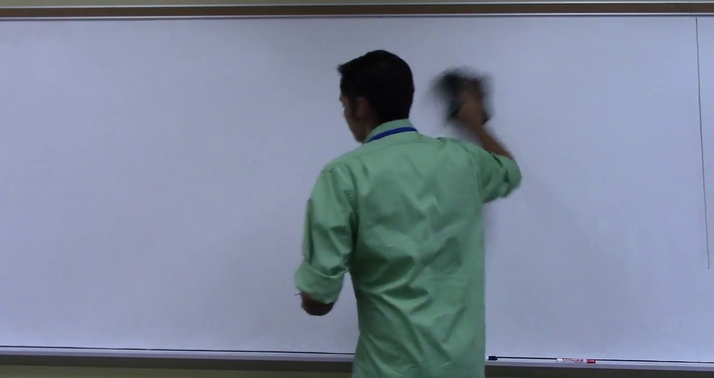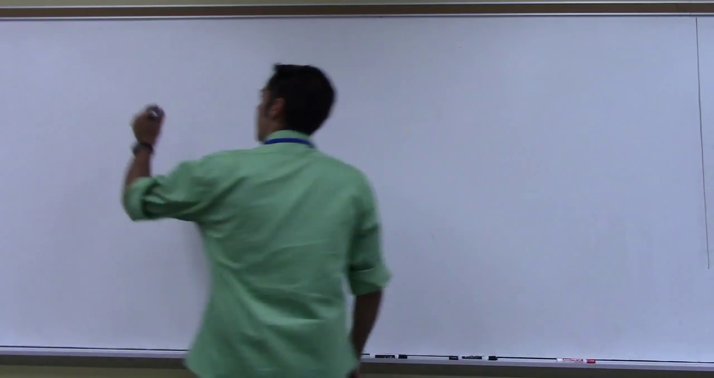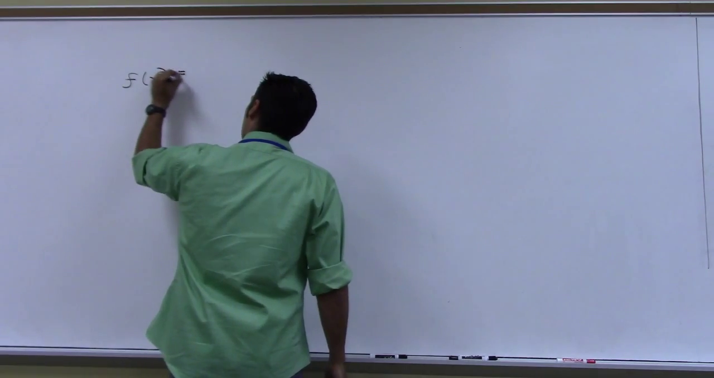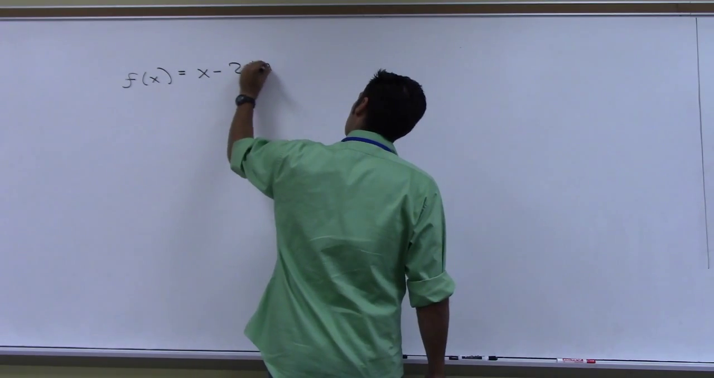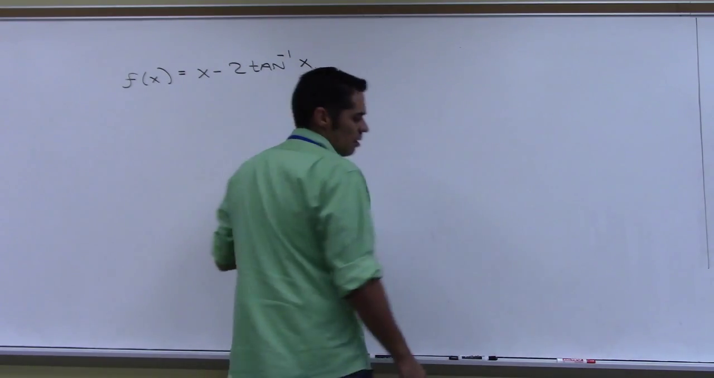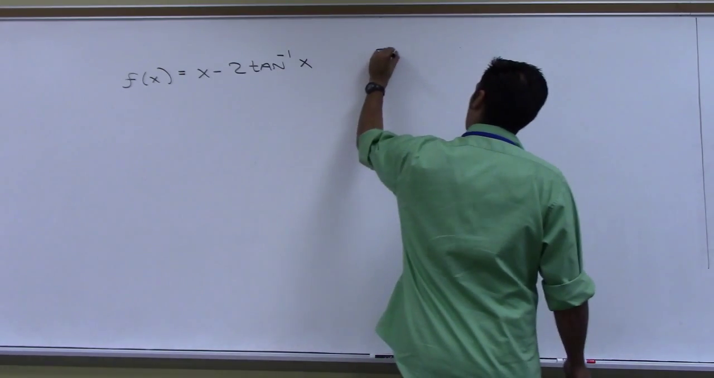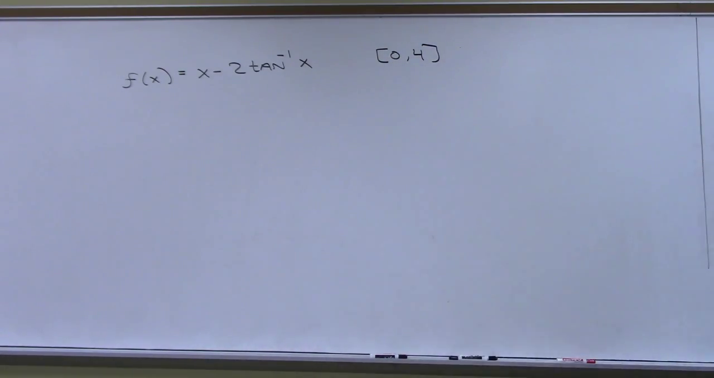I think I'll do this one a little backwards. I think we'll graph it first, and then we'll come back and answer the question. So f of x is x minus 2 arctangent of x, and we're on the interval 0 to 4. Let's take a look at that. That's the graph.